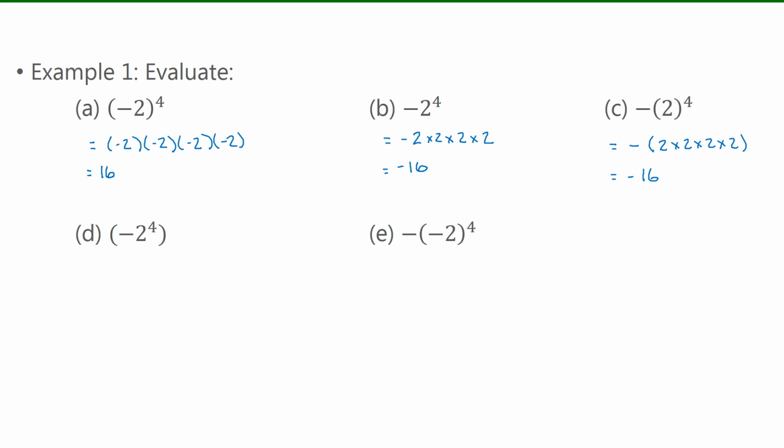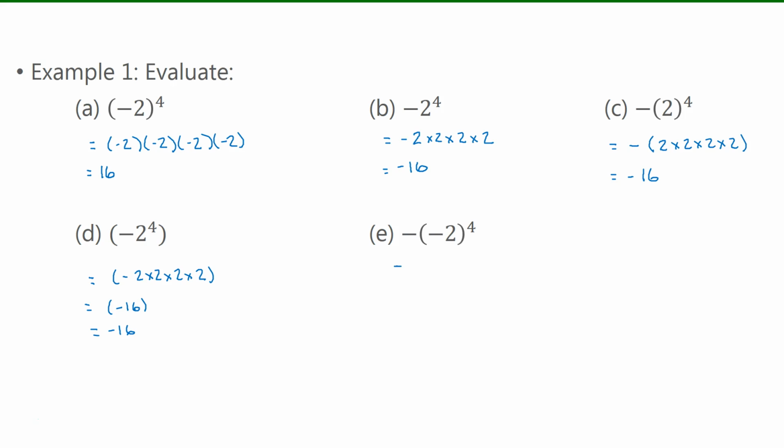Now in D, we have brackets around the whole power. And what we have on the inside is similar to what we had in B. So this is like negative 2 times 2 times 2 times 2. So this is just going to be negative 16 when we work this out.